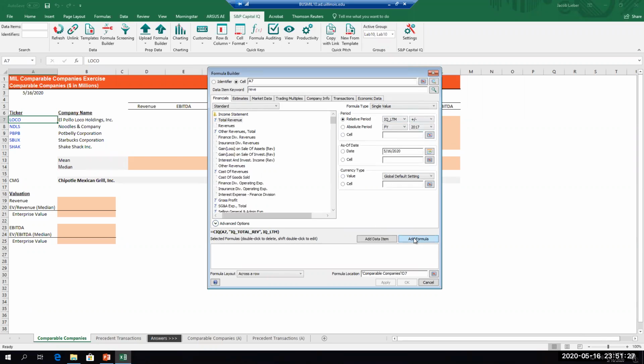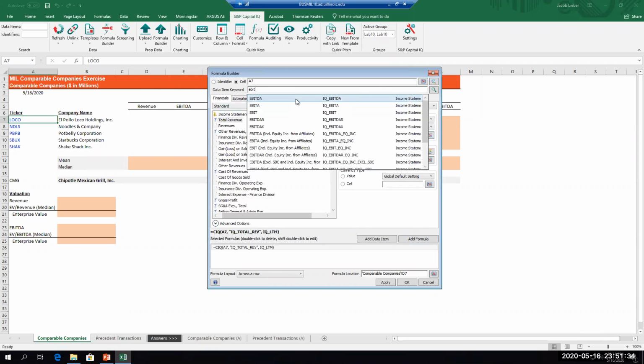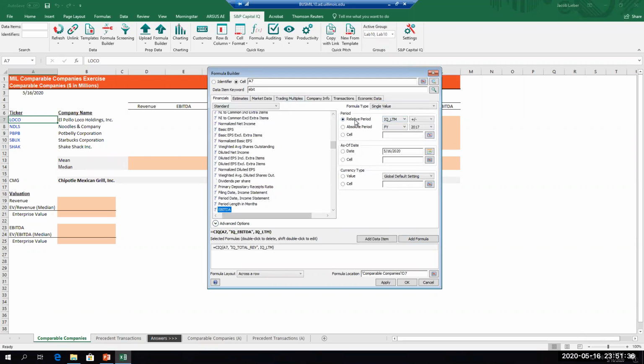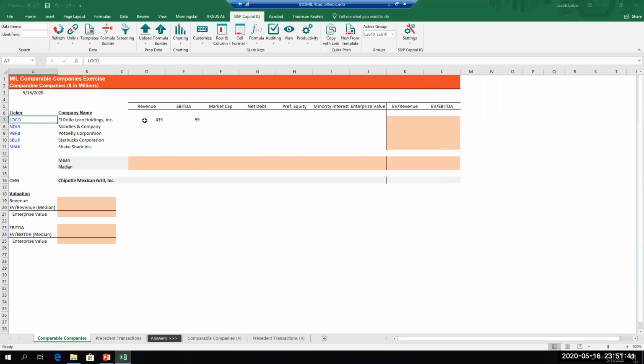I'm going to go ahead and add formula, and the next thing I also want to do is include EBITDA. And again, I want that to be last 12 months, add formula. Then I'm going to click OK. And as you can see, I have dropped in the revenue and EBITDA for El Pollo Loco in the current last 12 months period. Now I'm just going to simply highlight these two, shift down arrow key, Control D to drag these formulas down and get the revenue and EBITDA for each of the prospective companies.